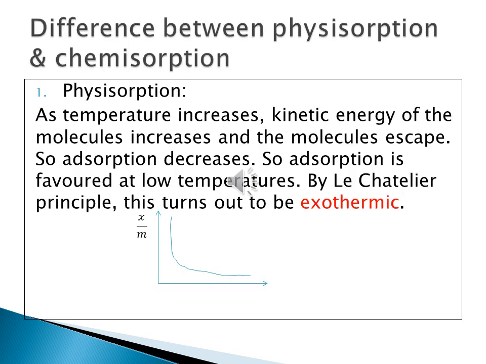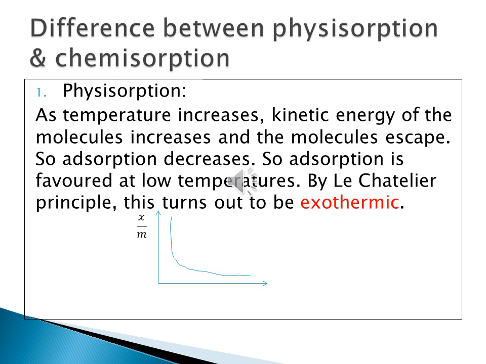Now the difference between physisorption and chemisorption. As the temperature increases, the molecules will get kinetic energy. Something that gets energy will try to escape, so it won't get adsorbed. So what I'm trying to say is, when temperature increases, your adsorption is going to decrease. So adsorption is favored at low temperatures. If you see in the graph, I have not drawn what is on the x-axis. The x-axis is actually temperature.